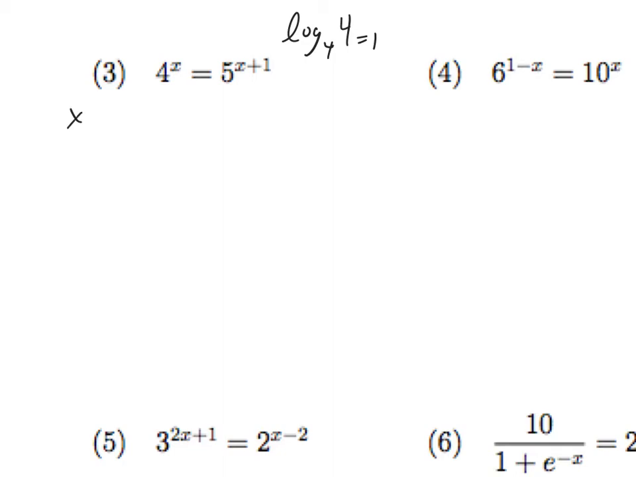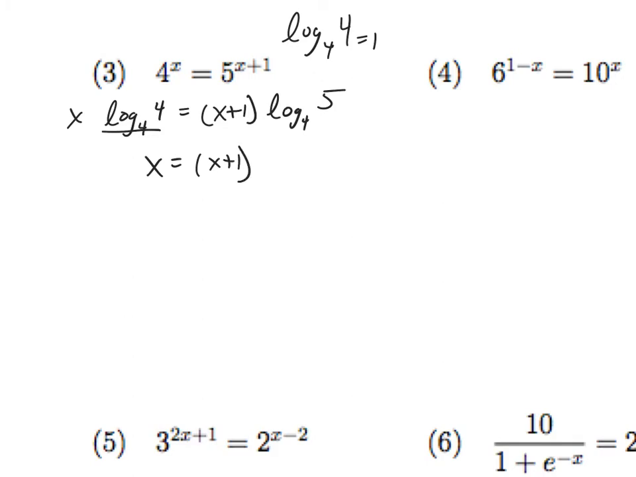X comes out front. x times log base 4 of 4 equals x plus 1 comes out front, times log base 4 of 5. Now, this right here we know is equal to 1. So that can be gone away. Now we have x equals x plus 1 times log base 4 of 5.